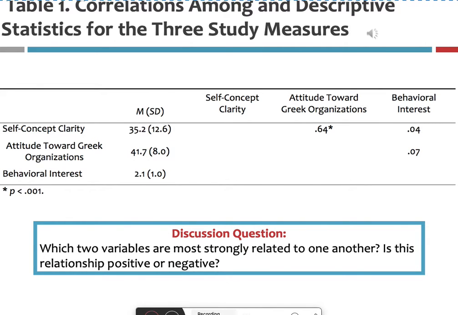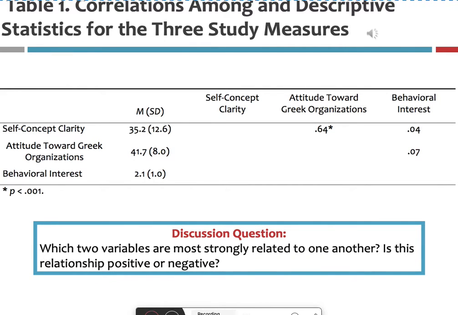So how you would read this is you would go across. I'm not able to do a pointer, unfortunately, here, but follow me, right? So you would go from self-concept clarity, you would go across. You wouldn't see a correlation between self-concept clarity and self-concept clarity, but you would look to see what the correlation is between self-concept clarity and attitude toward Greek organization. That's 0.64. And from the previous slide, that was significant, so you put an asterisk next to it and at the bottom there's a notation to say that the p was less than 0.001. Then continue across, you see the correlation between self-concept clarity and behavioral interests.